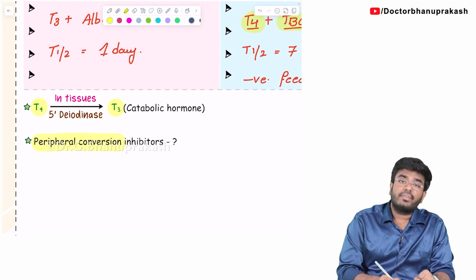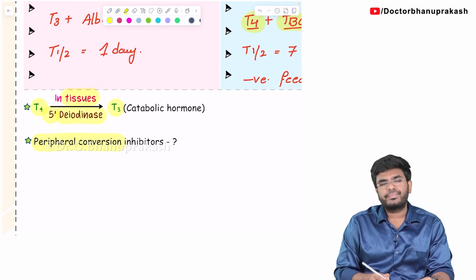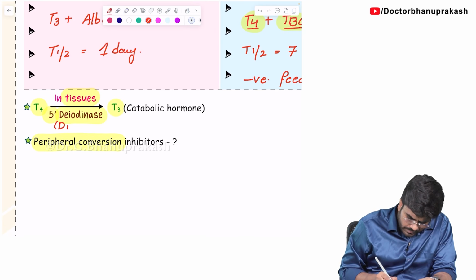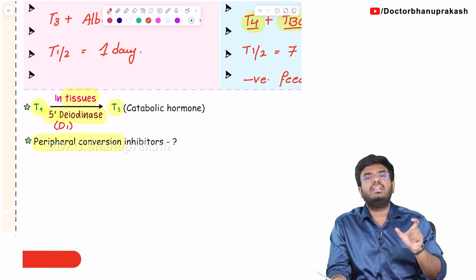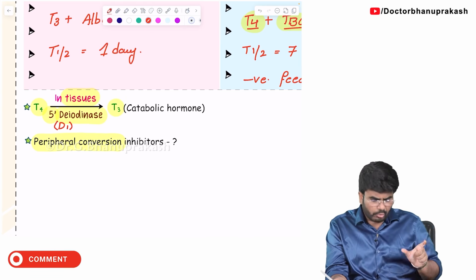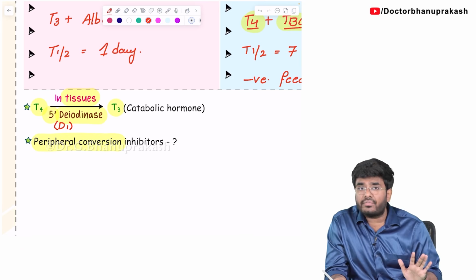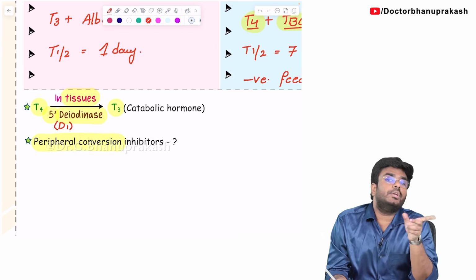And where exactly is this peripheral conversion happening, guys? In tissues with the help of an enzyme called 5' deiodinase. One example of a 5' deiodinase is D1. D1 is an enzyme, which is called a 5' deiodinase. So what will this D1 deiodinase do? It will help in the conversion of T4 into T3.